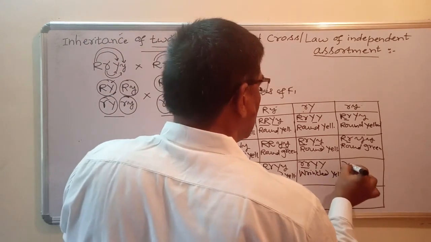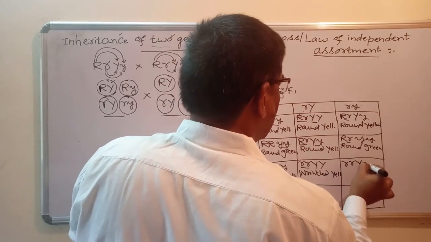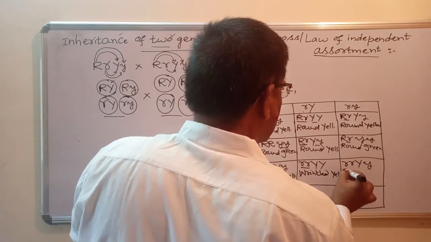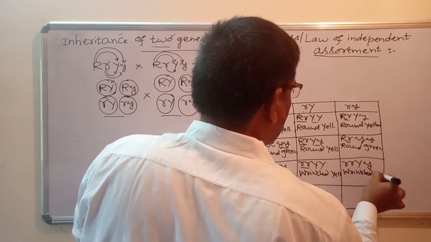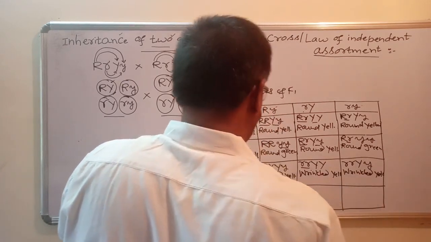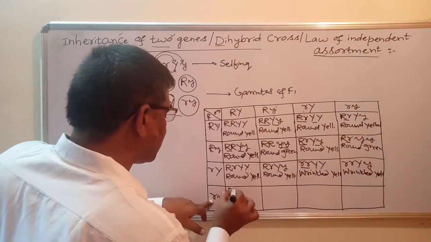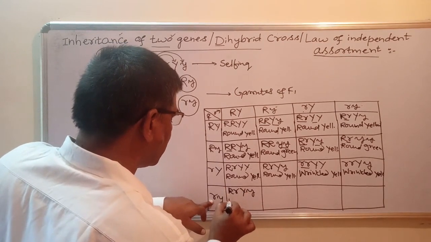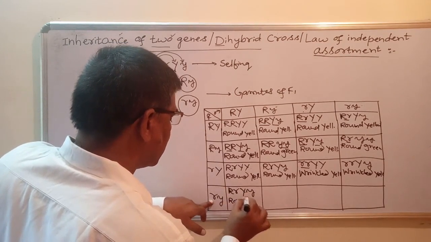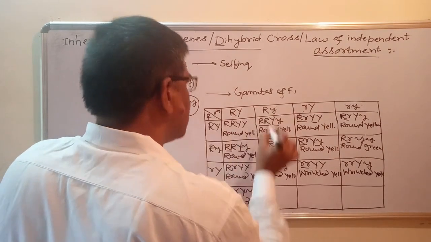Then this is small r, capital Y, small y. So therefore this is also a wrinkled yellow. Okay, now this is small r, this capital R, small r, capital Y, small y. Therefore this is a round yellow.